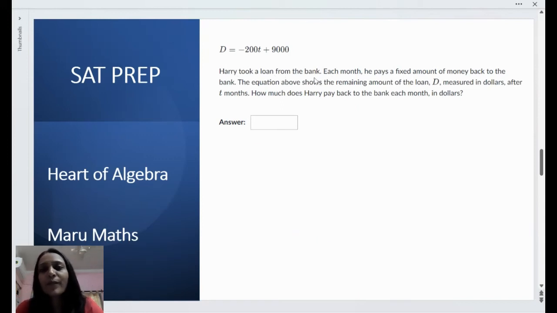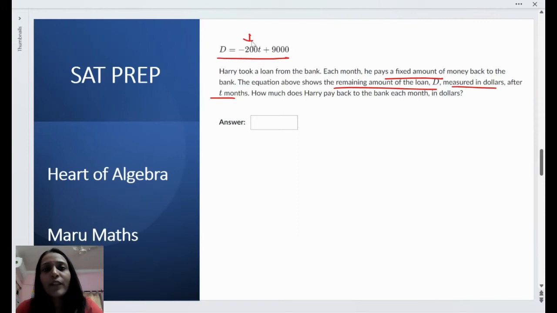Harry took a loan from the bank and each month pays back a fixed amount of money to the bank. The equation shows the remaining amount of the loan. So it's important to keep in mind that this equation is the remaining amount that is due to the bank, and the measure is given in dollars after T months. Then how much money does he pay back to the bank in dollars?